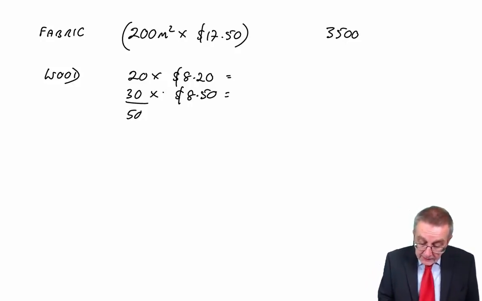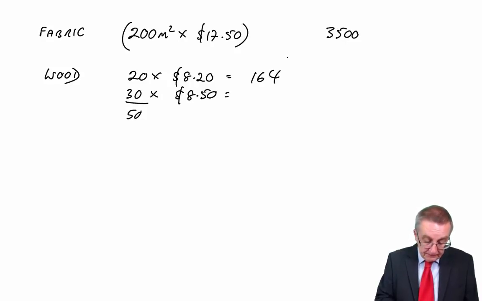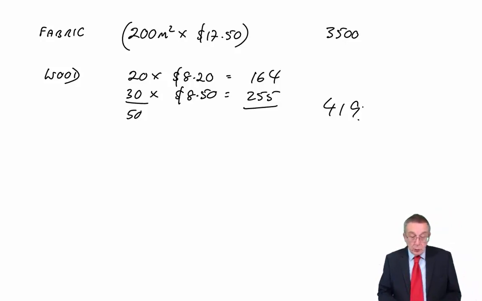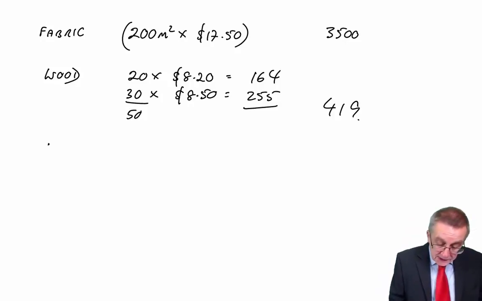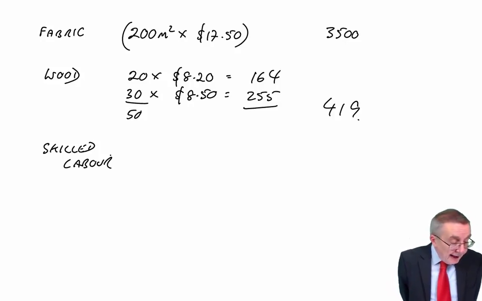So what does that come to in total? 20 times 8.20 is 164, 30 times 8.50 is 255. I get a total of 419. Yeah, 419 for the wood. Next, skilled labour. 200 hours at $16 per hour is on the table.